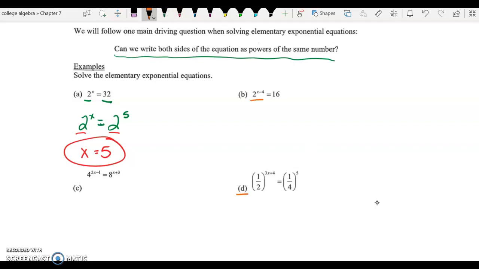But this next one, if I rewrote it, 2 to the x minus 4, I can rewrite 16 as a base power of 2. This one's to the fourth. So I get x minus 4 equals 4. You're going to solve for x just like you normally would. And you get x equals 8.